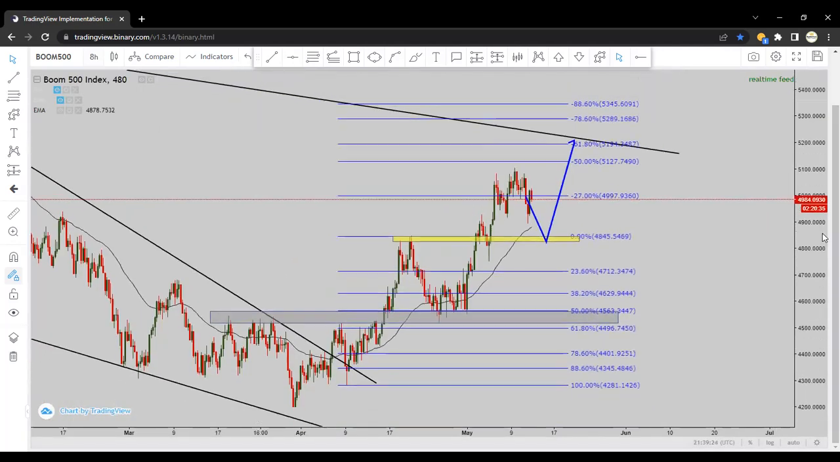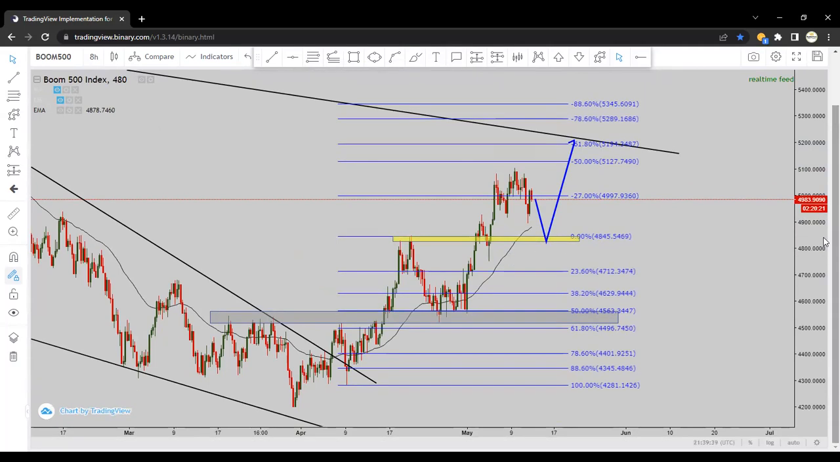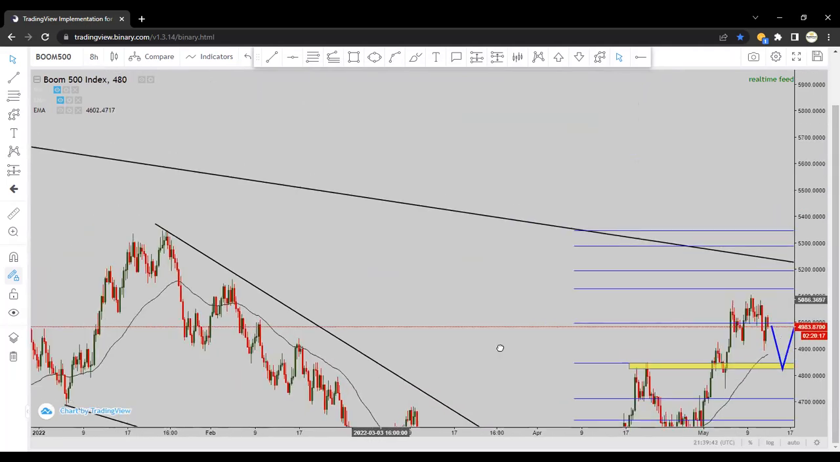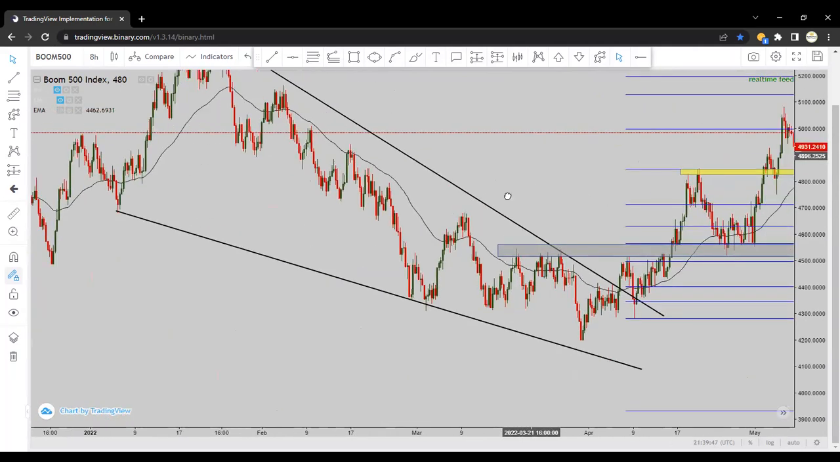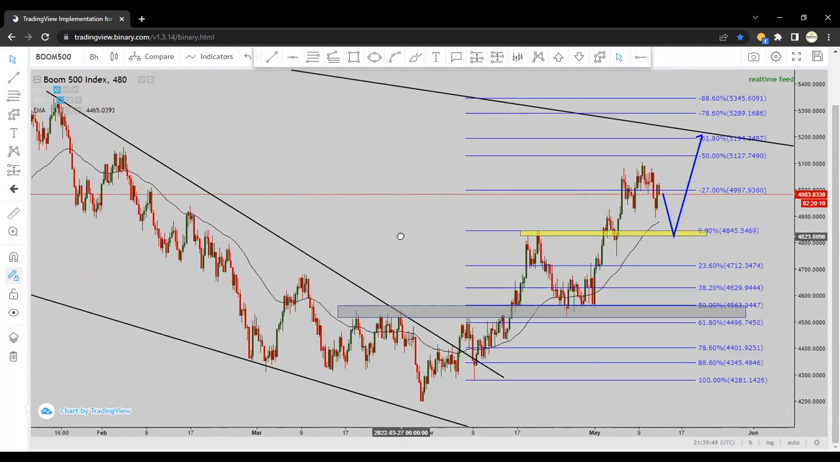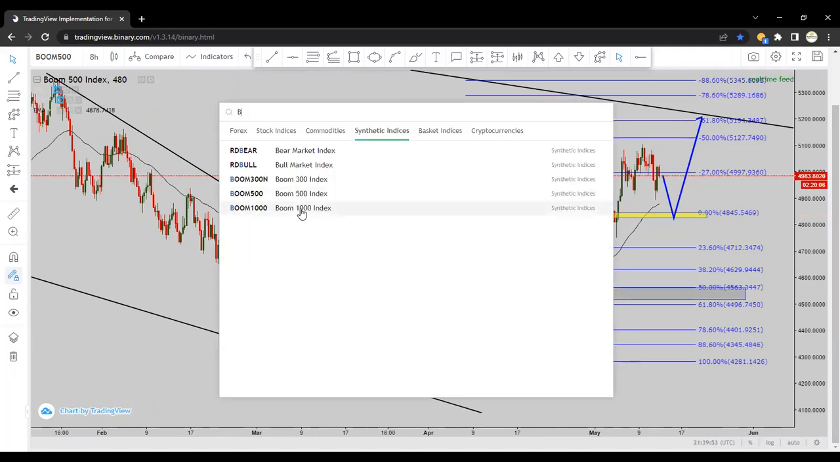Price on a higher scale, as you can see, is simply trying to come back and retest the 0% fib level. Once price comes to the 0% fib level, definitely we strike more buys there. Then we go all the way to the upside, just as you are seeing right there. So basically, Boom 500 is a beautiful opportunity for buys right now.